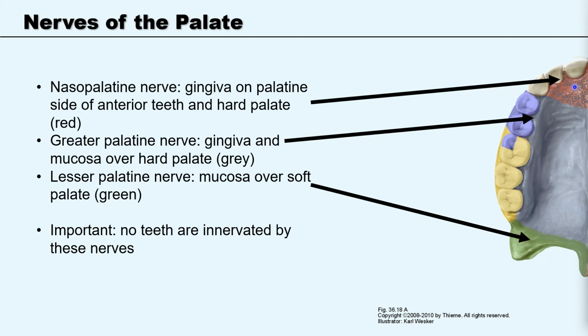The nasopalatine distribution is shown in pink, so it includes the anterior palate and the gingiva on the palatine side of the anterior teeth. Note that the pink of the nasopalatine nerve also has purple dots of the greater palatine nerve on it. This is because this area can be innervated by both of these nerves. Some books may not mention this. The lesser palatine nerve sensory distribution is shown in green, and this is for the soft palate.